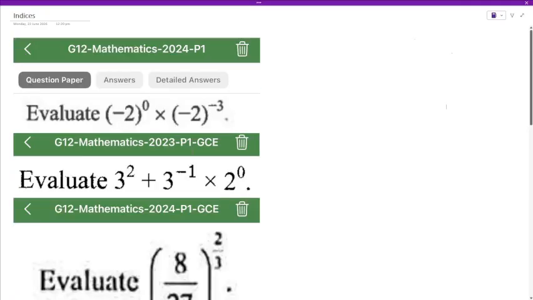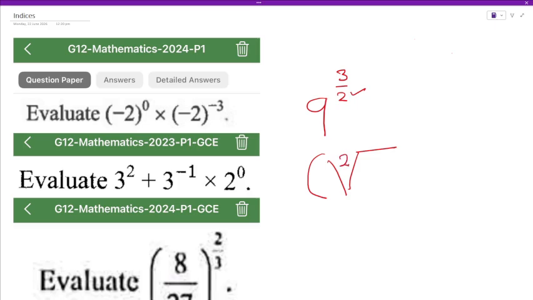So let me now give you an example. Let's say you have 9 to the power 3 over 2. I said the first thing is open a bracket, introduce a root. The bottom number sits there, your base comes inside the root, and then you close, and then the numerator is a power. It goes outside the bracket.